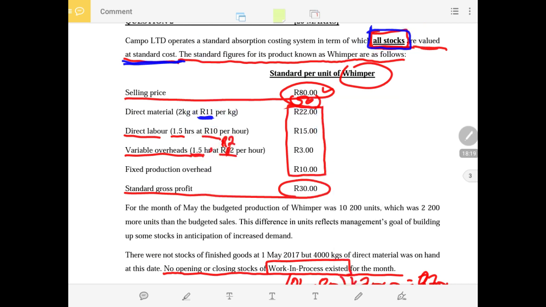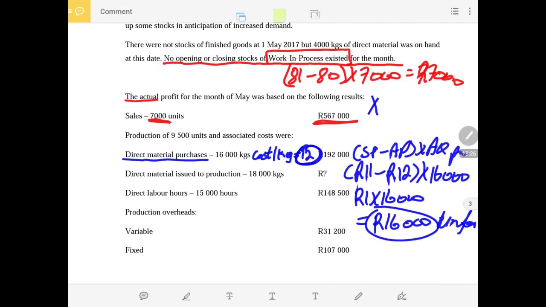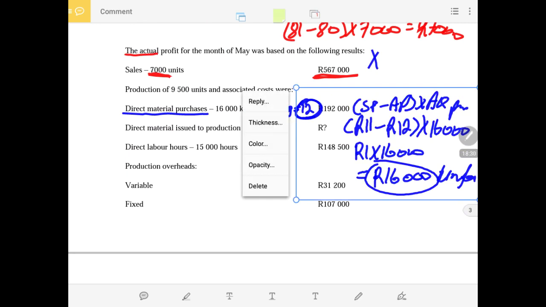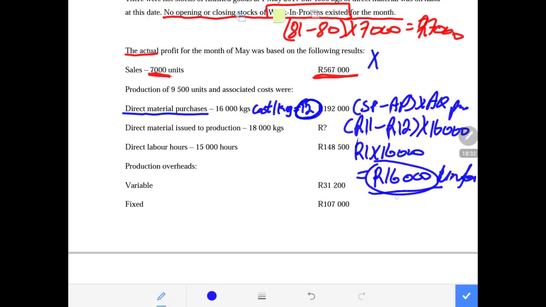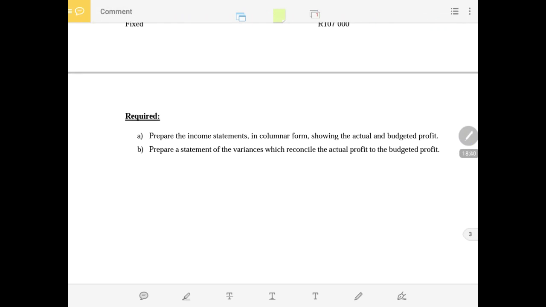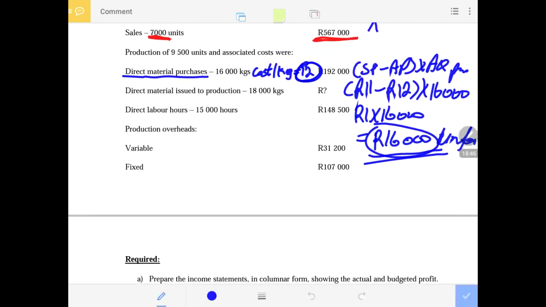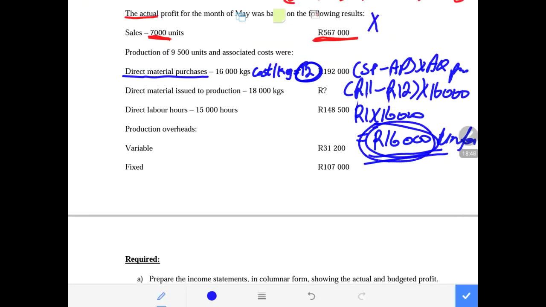It is very crucial to note that stock is valued at standard cost, not only finished goods but including the raw material, because raw material is stock or inventory. But the variance will still remain as 16,000, but it will not be done in the scenario of the reconciliation, meaning when you respond to the second requirement to prepare the statement of variance, the material variance of 16,000 will not be done.